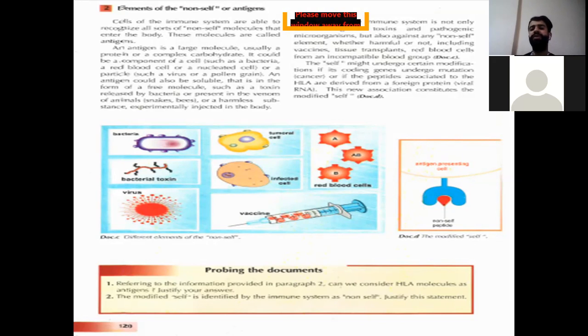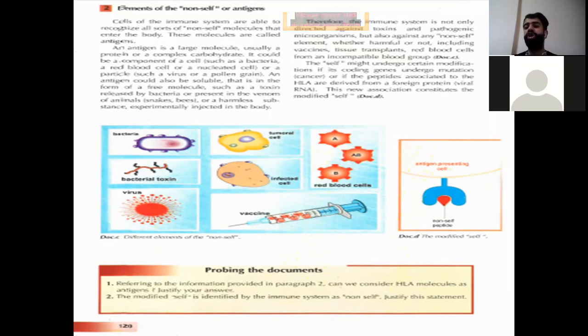So here you have to know that the immune system is not only directed against toxins and pathogens, but also against any non-self. Any non-self that enters my body, the immune system will be able to recognize and attack it, whether harmful or not, including vaccines, tissue transplants, and red blood cells from an incompatible blood group. An incompatible blood group is a group that does not fit with my blood group.